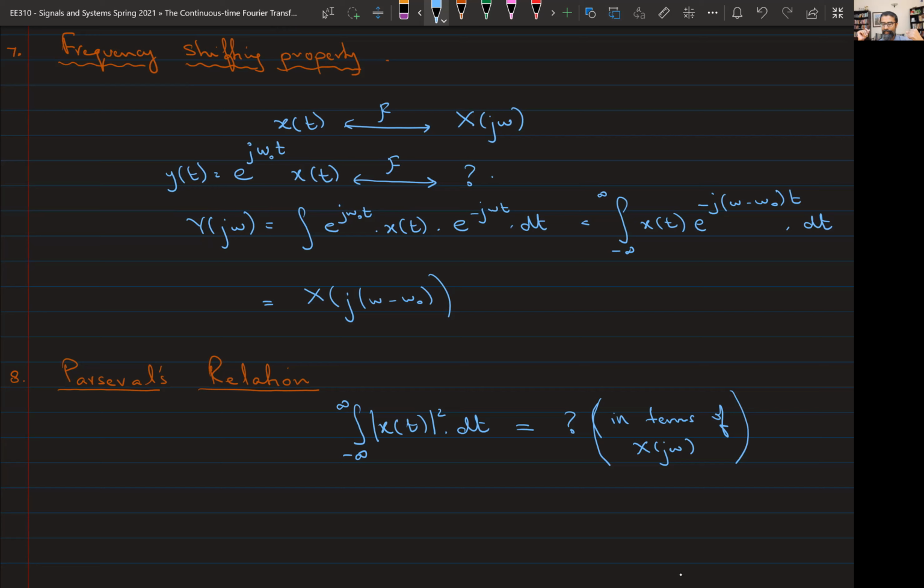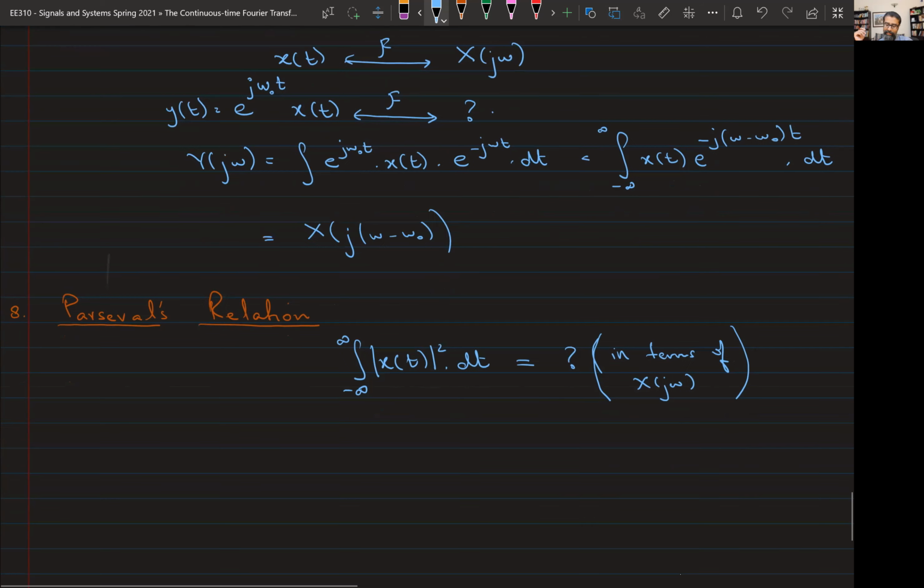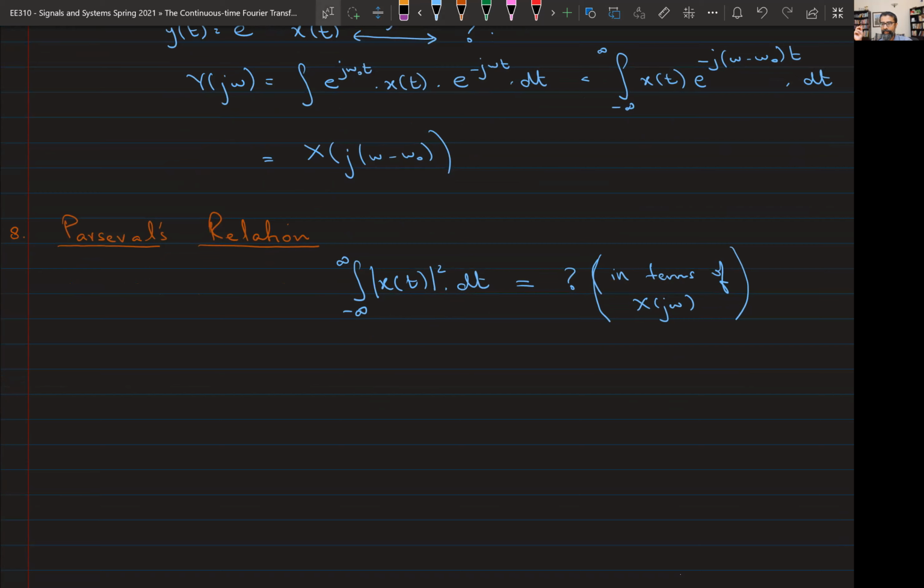So let's say you are Parseval now, and you're trying to derive that relationship. Daniel, omega equals k omega naught does not make sense either, because we don't have harmonics now. And therefore, as Maz suggests, yes, we will go by the definition. My objective here is to see if I can bring this into a form which is a function of x of j omega.